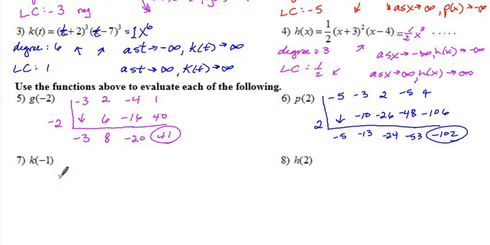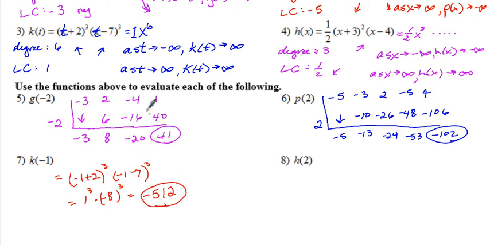If we were to enter a negative 1 in, look how quick and easy this would be. Well, negative 1 plus 2, that's 1 to the third. And negative 8 to the third. Hopefully you got negative 512. That was much faster than foiling all of this out and trying to do synthetic substitution. So we're starting to see when we might use one method versus the other.